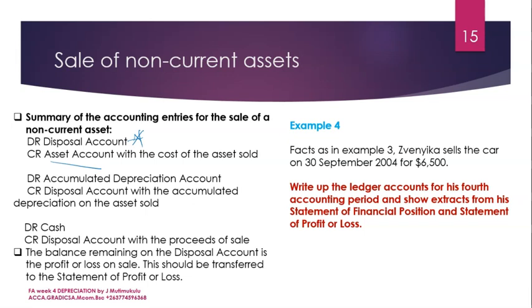What happens again to the accumulated depreciation account? Remember, this account is on the other side of the PO's acronym, which is increased by crediting. So when we want to close or reduce that account, we debit it. This is why we are debiting the accumulated depreciation account and crediting the disposal account with the accumulated depreciation of the asset. Lastly, we debit the cash because we have received the cash and credit the disposal account with the proceeds of the sale. The balance remaining on the disposal account is then transferred to the statement of profit or loss as a profit on disposal or loss on disposal.